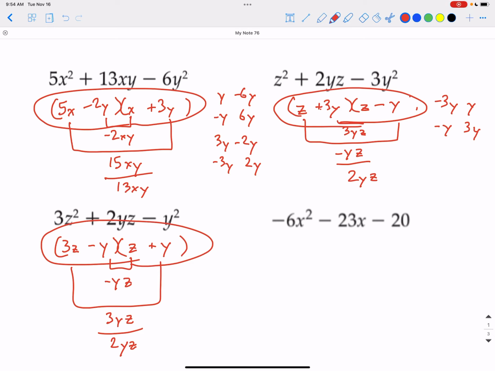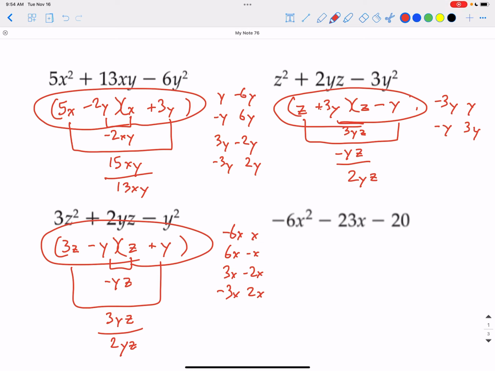The last one is negative 6x squared minus 23x minus 20. So back to just a single variable on this one. The ways to split up negative 6x squared, and there's going to be several, because there's negative 6x and x, but there's also positive 6x and negative x. There's 3x and negative 2x, and there's also negative 3x and positive 2x. So there are 4 different ways to split up negative 6x squared.